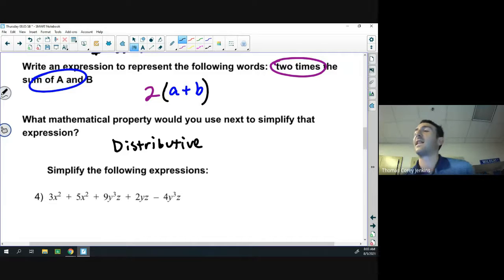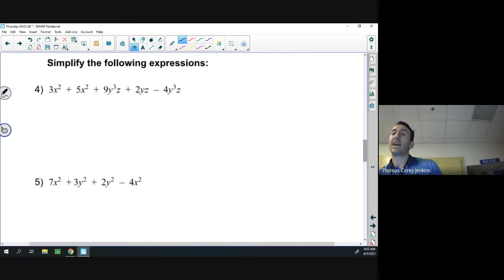And that's where I say, what is more simplified? Is 2 times the quantity A plus B more simplified, or is 2A plus 2B more simplified? Well, they both have the same number of terms. I think that's just more of a preference thing. Okay. So, anyways, now getting into this like terms idea, right?